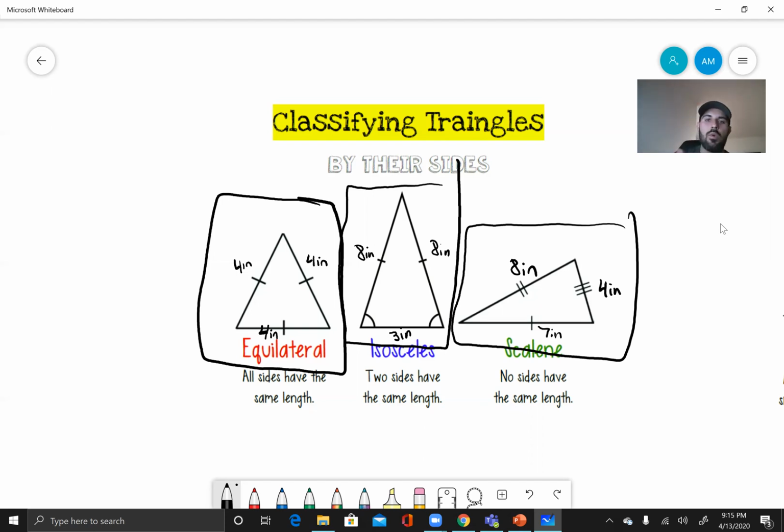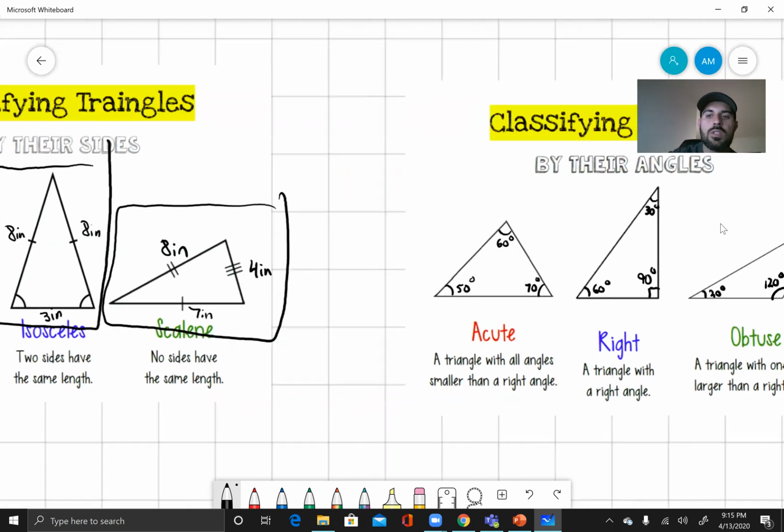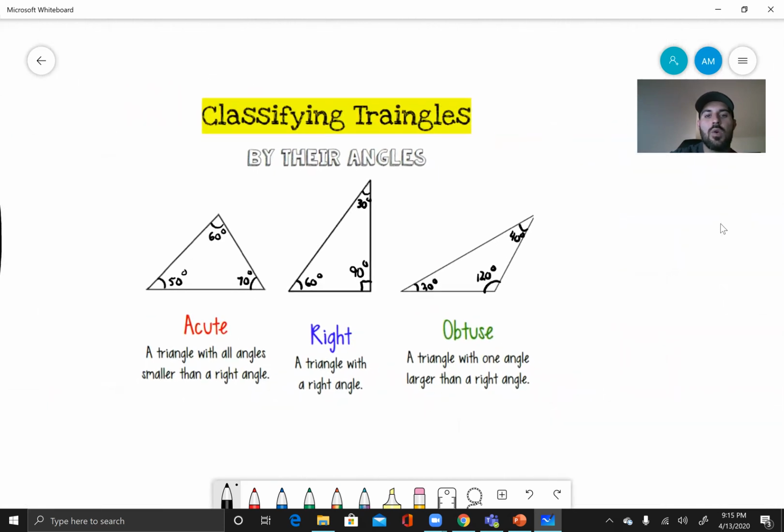Now we're going to move on and focus on classifying triangles by their angles. And what is an angle? Remember, an angle is the space between 2 intersecting lines. Here we have 3 different classifications of triangles by their angles: acute, right, and obtuse. And I hope we all remember from Ms. Rodriguez's class last year, we all know about angles.